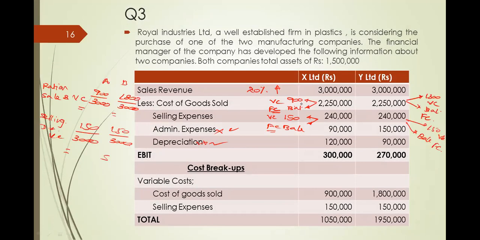What you need to do? Just deduct 900,000 from 2250. Deduct 900 from 2250, and deduct 1800 from this 2250.